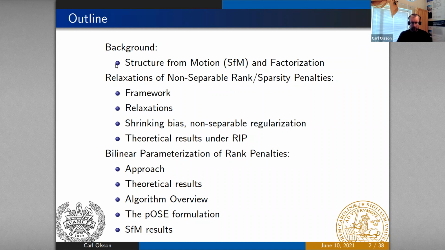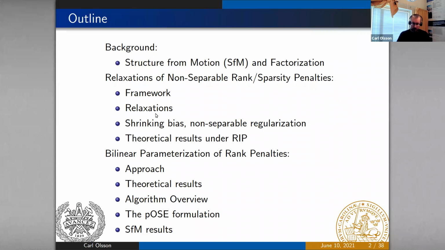So my intention was that I'll just say something about the problem that I'm interested in, structure for motion, and how that relates to factorization. And then I'm going to present a class of relaxations that I've been working on for a while now to solve. They apply both to sparsity and rank penalties.